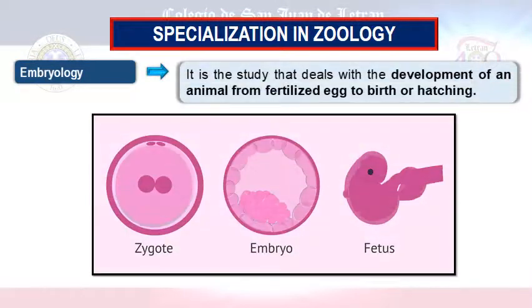Next in line, embryology. Embryology deals with the study of prenatal development of gametes, which refers to sex cells, fertilization, and development of an animal from fertilized egg to birth or hatching. Additionally, embryology encompasses the study of congenital disorders that occur before birth, known as teratology.